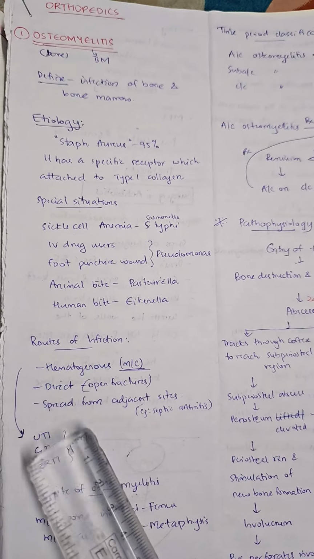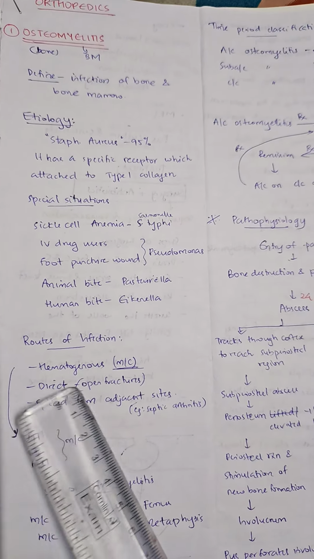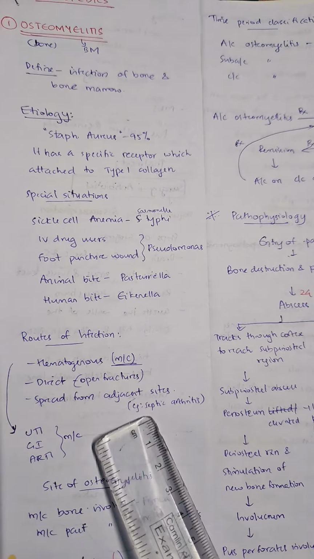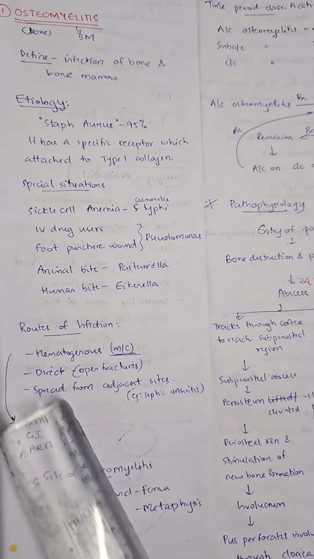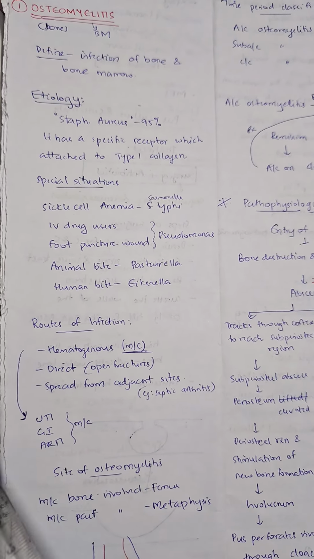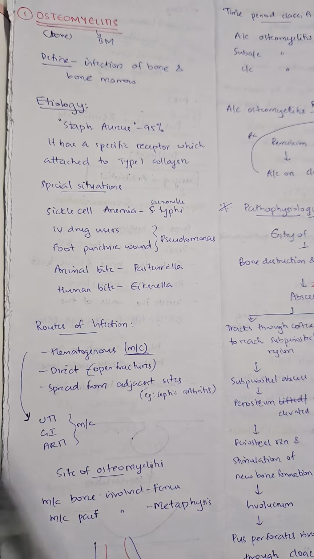Now coming to the route of infection, it can be hematogenous, it can be direct, and it can spread from adjacent sites like joints, that is septic arthritis. Hematogenous is the most common route of infection, and it can spread from the upper respiratory tract, genital tract, or urinary tract.